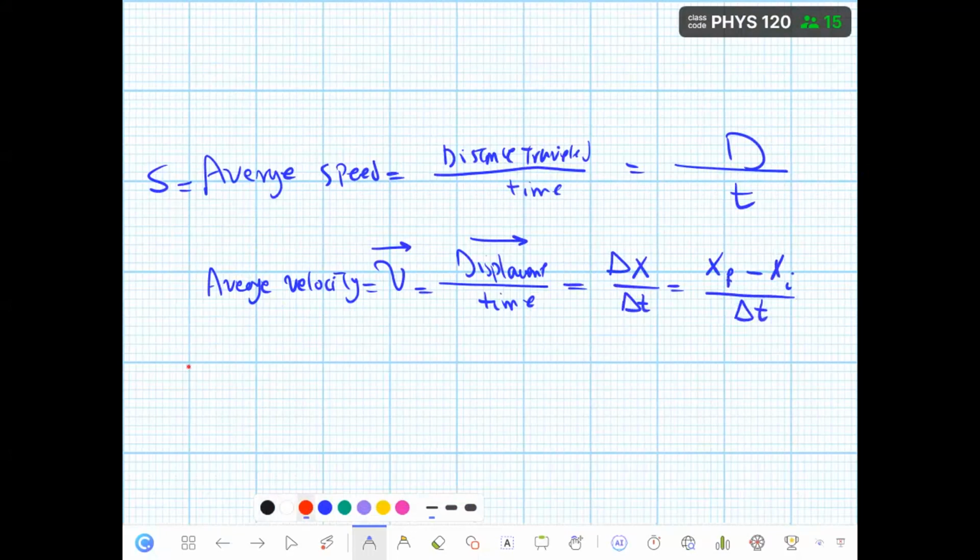What is the x final? Final position. What is the x initial? Okay, again, this f and i are symbols, okay? X final shows the final position of the particle, xi shows the initial position of the particle. So, initial position.